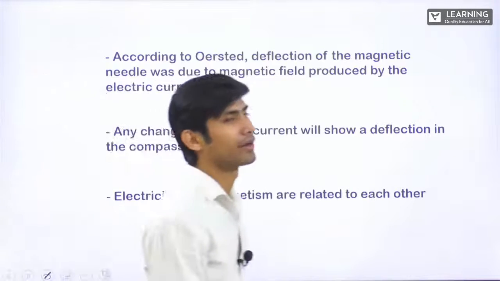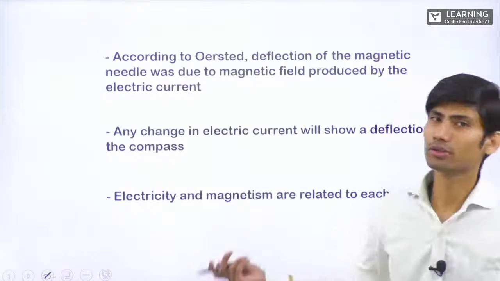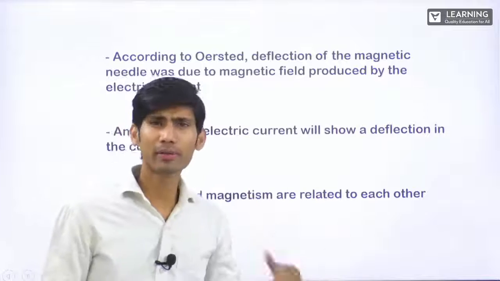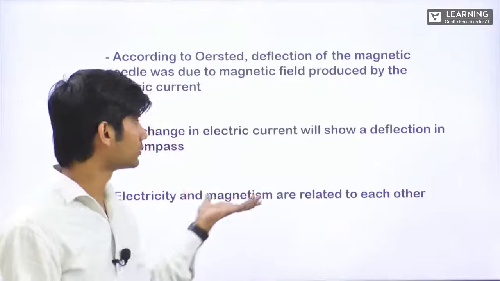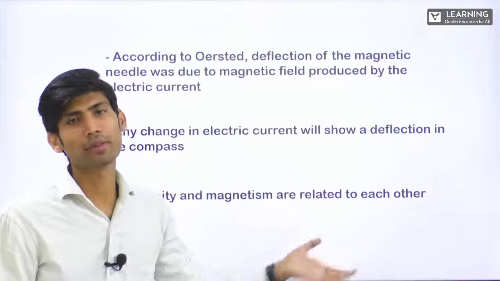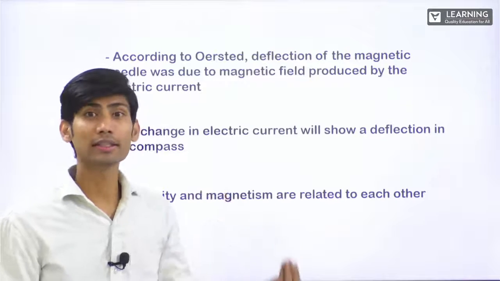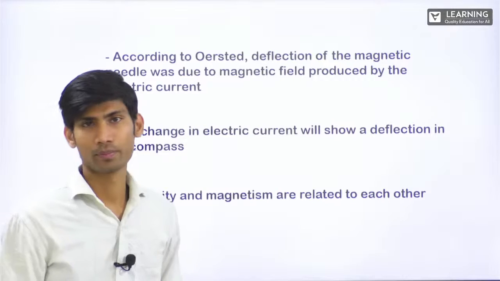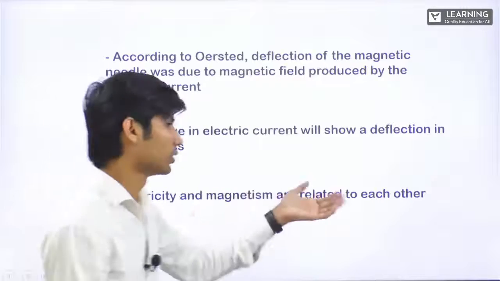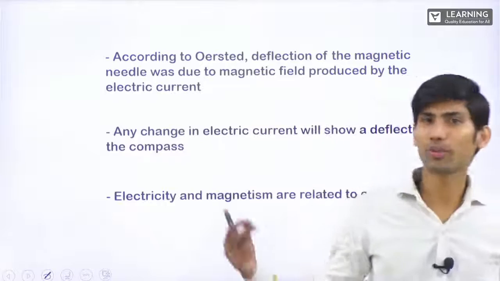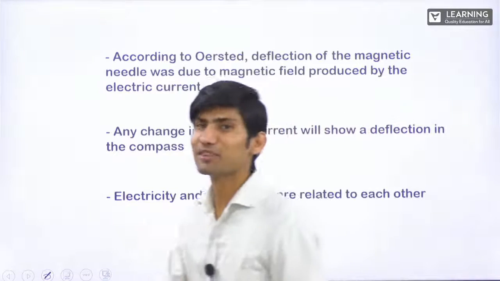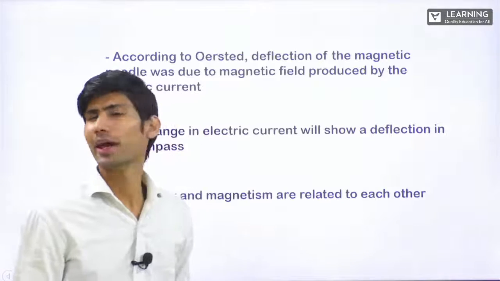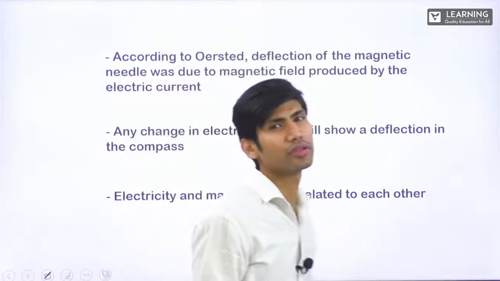Electricity and magnetism are related to each other. This conclusion was given by Oersted. Okay, after that experiment, a lot of experiments happened, which actually proved that yes, electricity and magnetism go together. Electric current is something which produces a magnetic field. And from then, a new field, a new chapter came into the picture, that is electromagnetism. That is what we are studying. Okay, electromagnetism. And there are a lot of applications of electromagnetism.